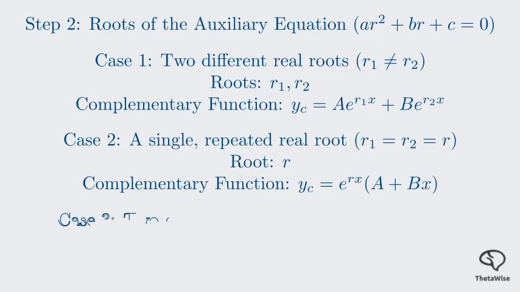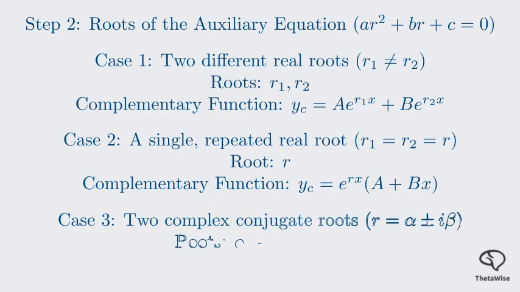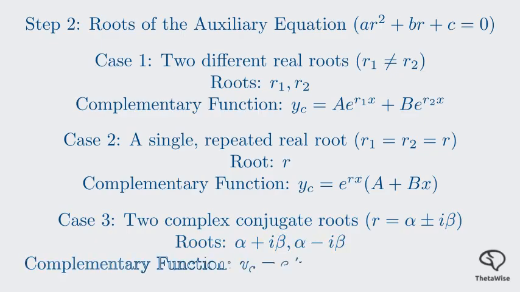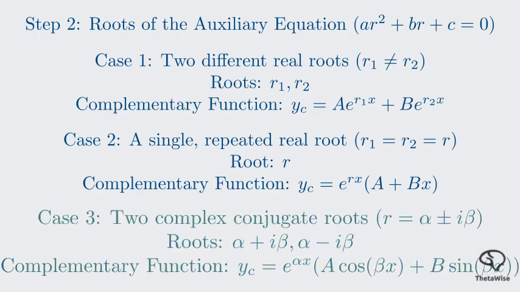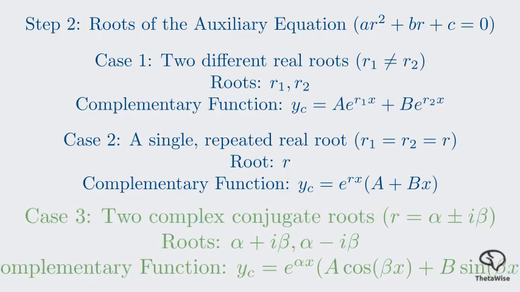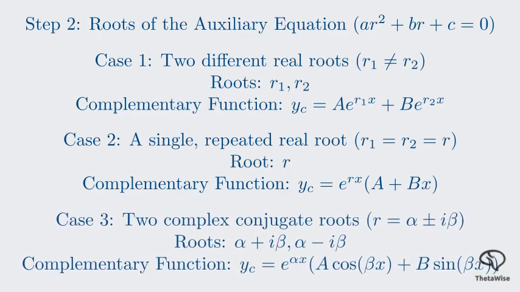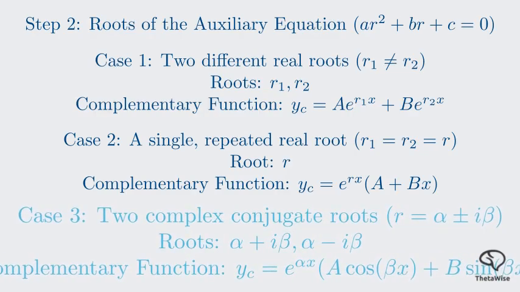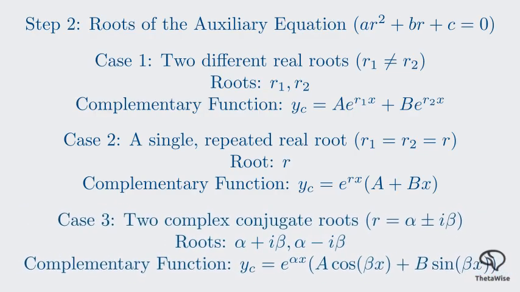Case 3. The discriminant is negative, resulting in a pair of complex conjugate roots. We can write these as alpha plus or minus i beta. The complementary function takes the form e to the alpha x times a cosine beta x plus b sine beta x. Here, alpha is the real part of the root, and beta is the imaginary part. It's a key exam strategy to make sure you correctly identify alpha and beta from your roots before substituting them into the formula. Now let's move on to step 3, finding the particular integral yp. This step is about making an educated guess.